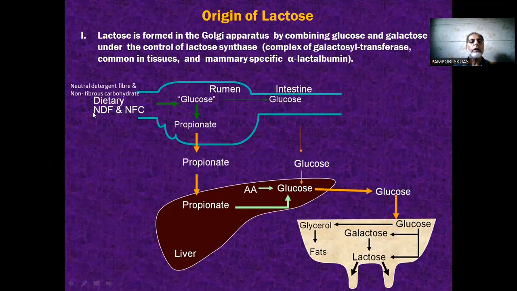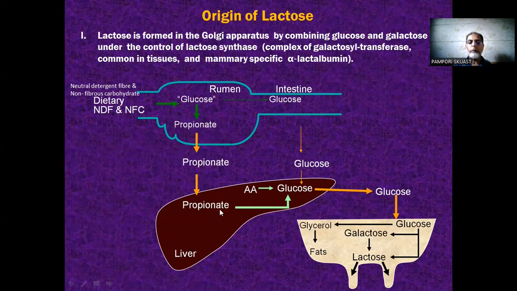You'll find here the dietary NDF or NFSC, neutral detergent fiber or non-fibrous carbohydrates. In ruminants, they come into the rumen lumen. Some glucose which escapes ruminal fermentation will come into the intestine, but most of it is processed here, and volatile fatty acids are produced in the rumen. One of the important ones is propionate, which is the source of glucose in ruminants.